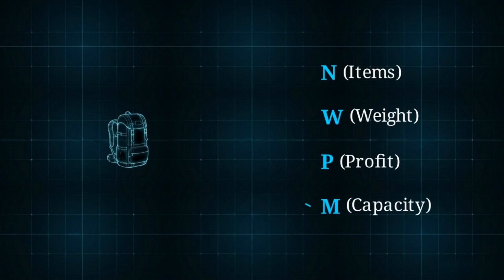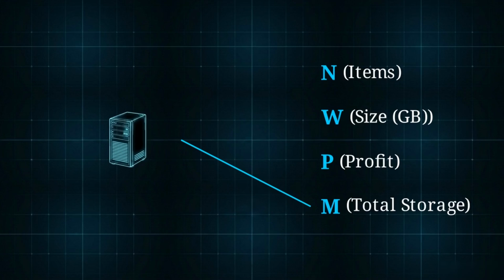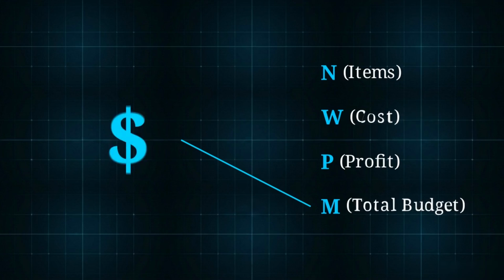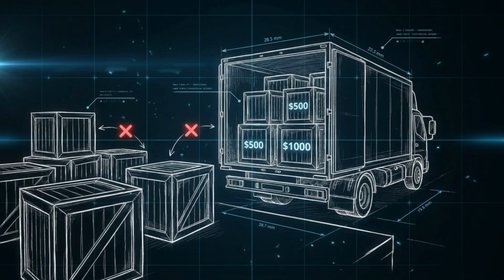Mathematically, it has 4 strict components: N, available items; W, item weight; P, item profit; and M, the bag's capacity. This exact model applies to allocating hard drive gigabytes or a limited financial budget. Any situation where you must choose between competing, valuable items to fit inside a strictly limited resource is a knapsack problem. To play this game, we have 2 rules.